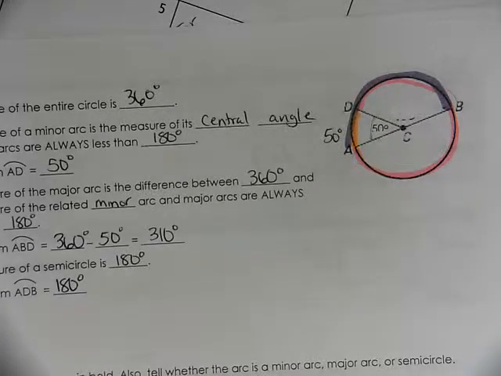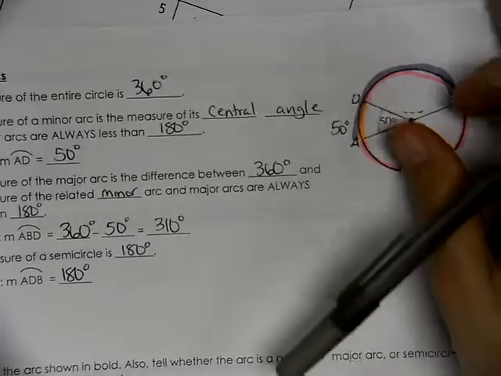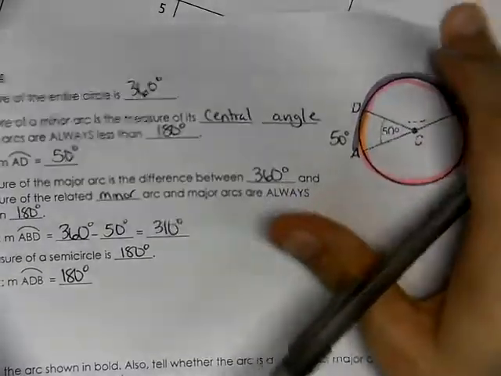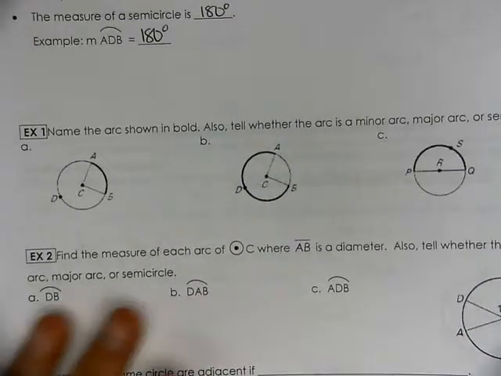So let's try just naming some arcs, because you won't always have to find the angles. Let's just try naming them. So number 1, name the arc shown in bold. Tell whether the arc is a major arc, minor arc, or semicircle.